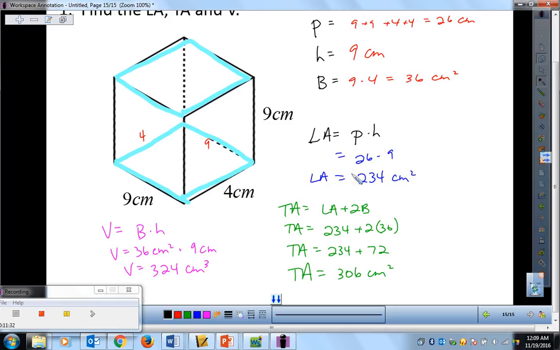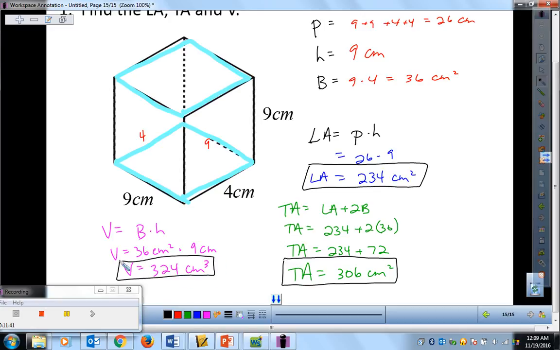So my final answers, again, my lateral area is 234 centimeters squared. My total area is 306 centimeters squared, and my volume is 324 centimeters cubed. Again, that's the big difference from the area and volume. Volume is cubed.